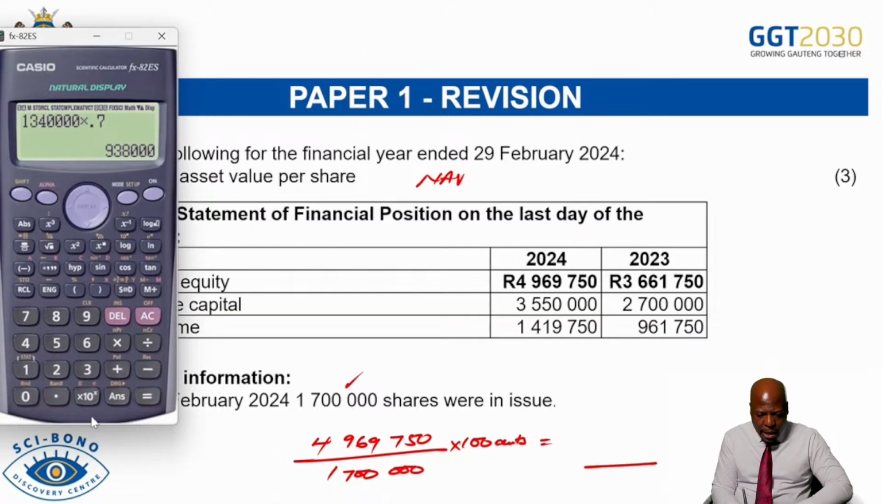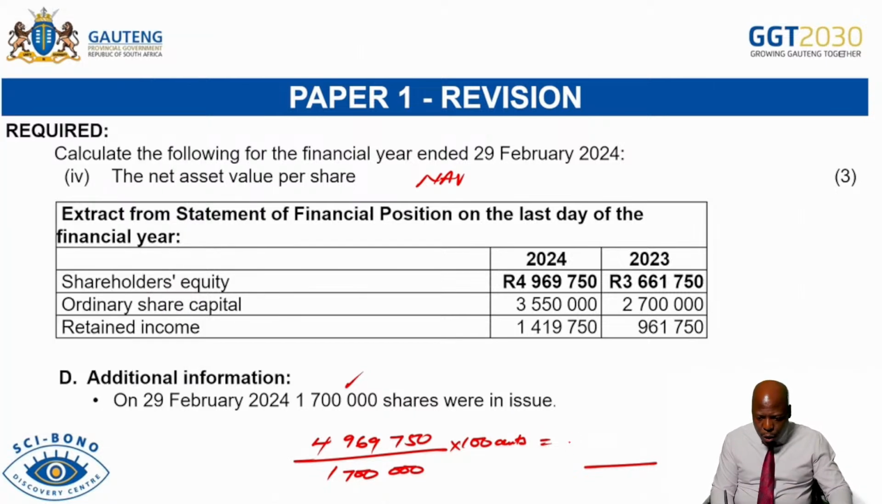Let's see if we can get a calculator. That is the 4,969,750, and then we divide that by the 1.7 million shares. And then remember, we are multiplying by 100, then that's going to give me 292.3 cents.